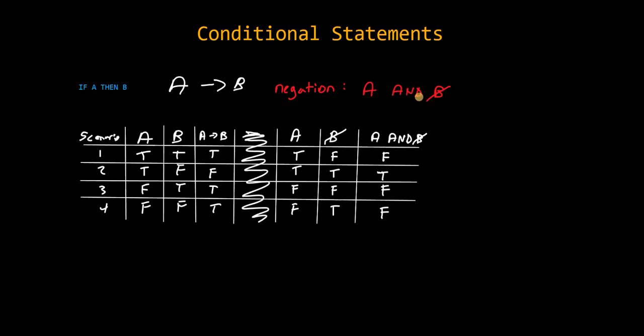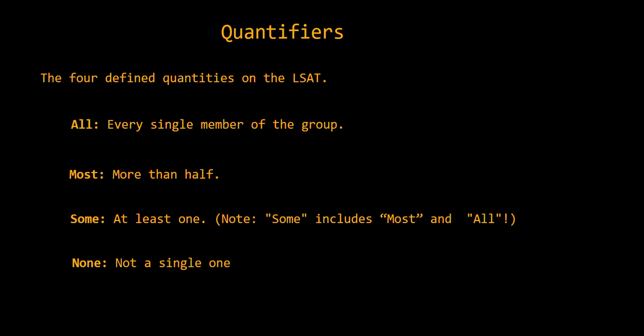Okay. Then we can get into quantifiers. There's 4 main quantifiers that they use on the exam. So all, which refers to every single member of the group. Most is more than half, emphasis on more. If you have exactly 50%, that doesn't qualify as most. It has to be more than half.